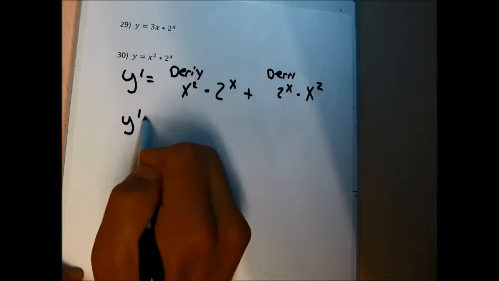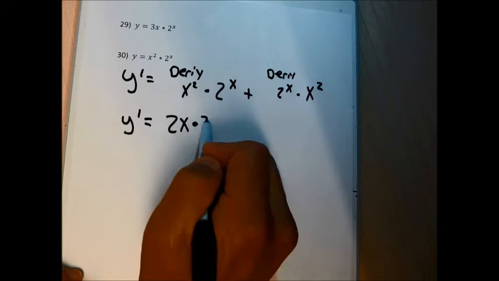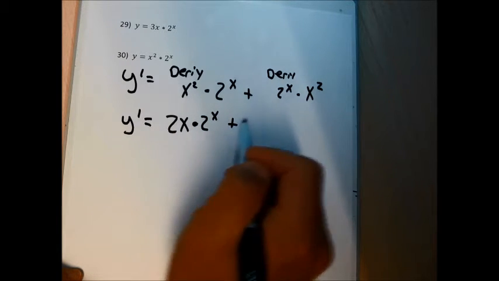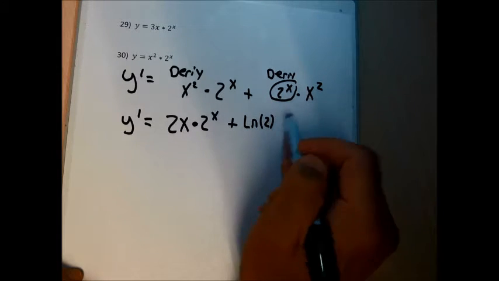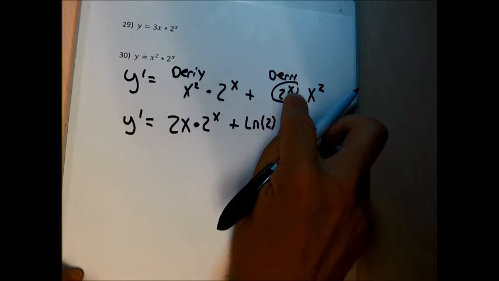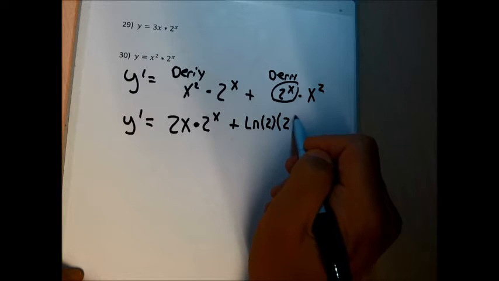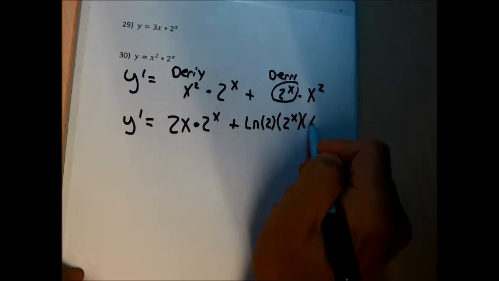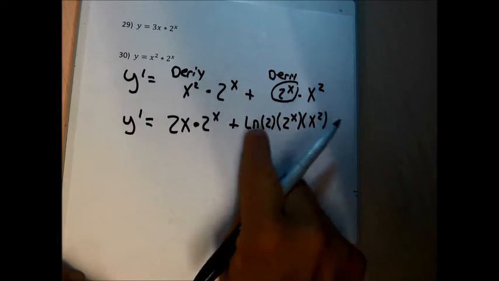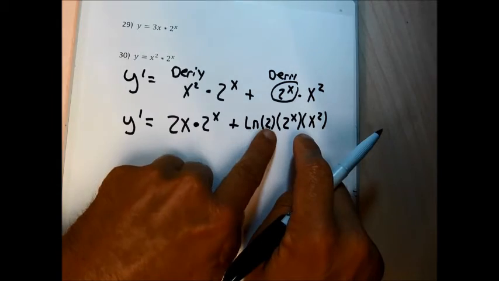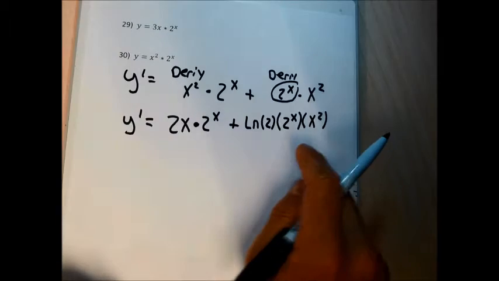So y prime, the derivative of x squared is 2x, so it's going to be 2x times 2 to the x power plus the derivative of this, I get the natural log of 2, times the derivative of the exponent. The derivative of x is just 1, so I'm not going to write it, times the original function 2 to the x. And then maybe times x squared. So that's the derivative. The derivative of that piece would have the natural log of the base, the derivative of the exponent, which is 1, and then the 2 to the x. And that piece doesn't change because I'm only taking the derivative of the x squared.